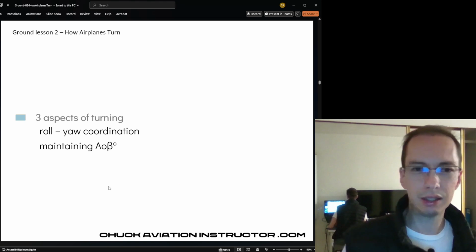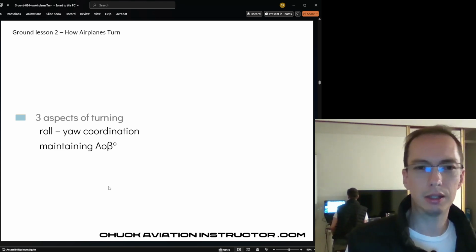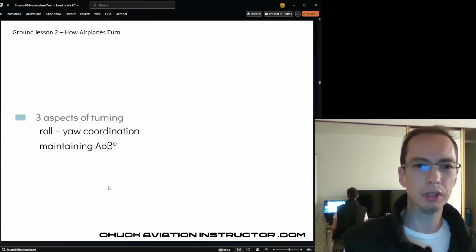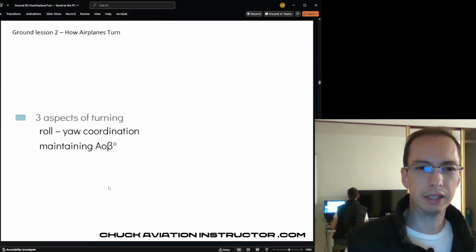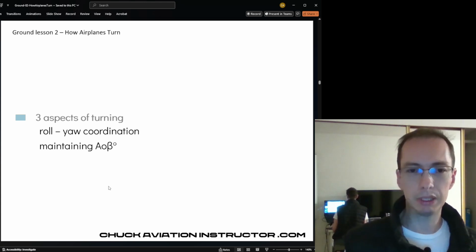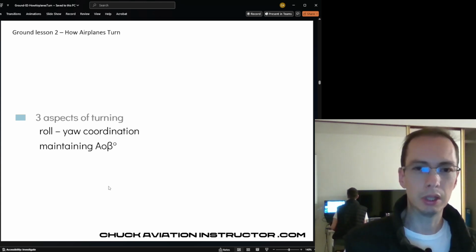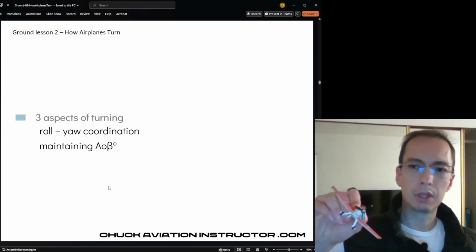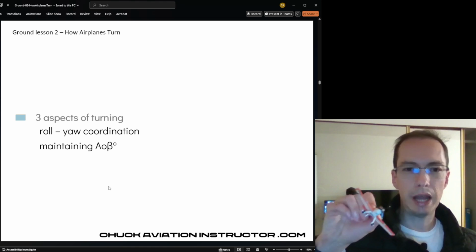Okay, and then the second aspect to turning. The first one was roll and yaw coordination, and that's the aspect that is more emphasized. Every video ground school I've seen, every book I've read about how airplanes turn, put a lot of emphasis into roll and yaw coordination, and that's fine because it's an important aspect, but it's just the first one. Here comes the second one. Pay attention to this one: maintaining angle of bank. So throughout the turn, you want to maintain your angle of bank constant.